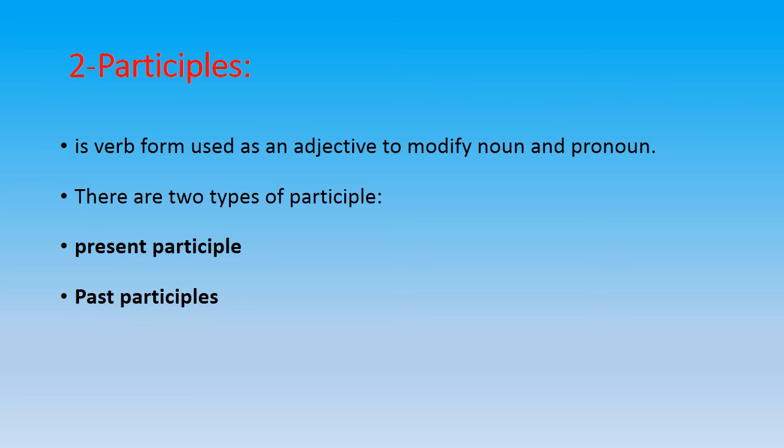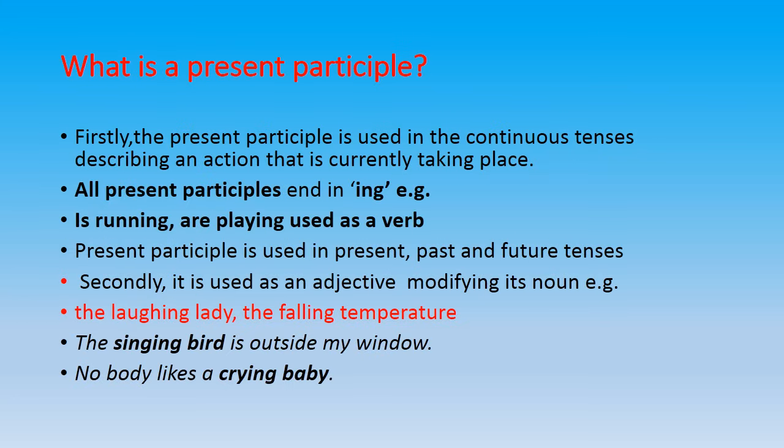The second type of non-finite verb is called participle. A participle is a verb form used as an adjective to modify a noun or pronoun. There are two types of participle: present participle and past participle. Now let's see what is present participle.